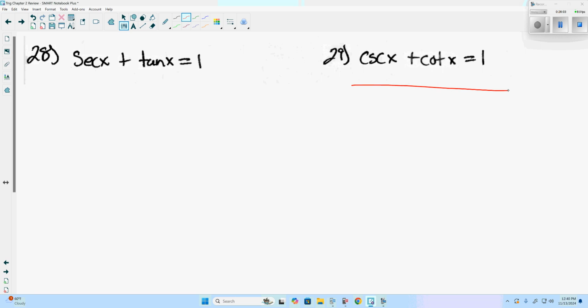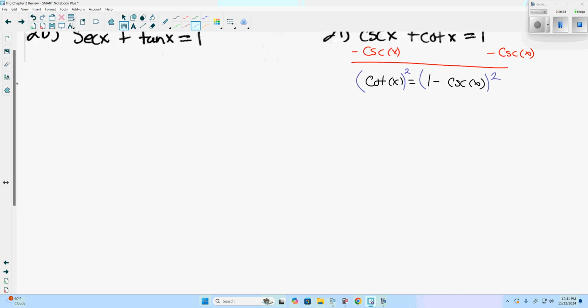Cosecant or cotangent? Cosecant. So what we're going to do is minus cosecant of x from both sides, which will tell us that cotangent of x is equal to 1 minus cosecant of x. At this point, we're going to have to square both sides because we want to use the Pythagorean identities. But that also means we're going to have to come back and check and make sure our answers work.